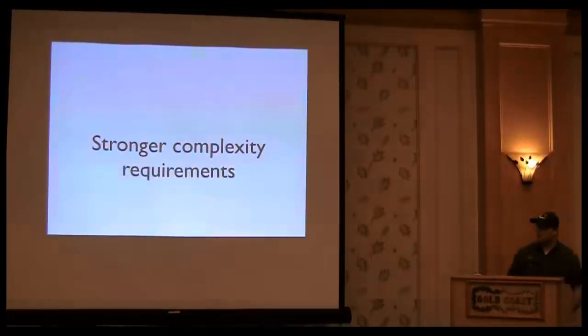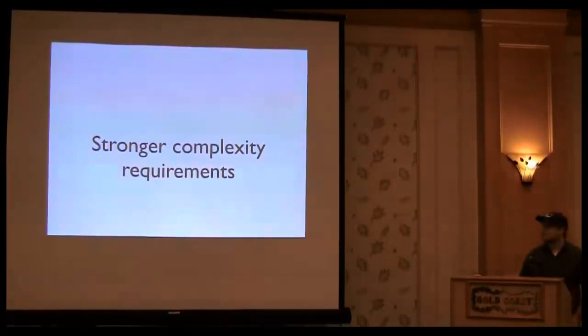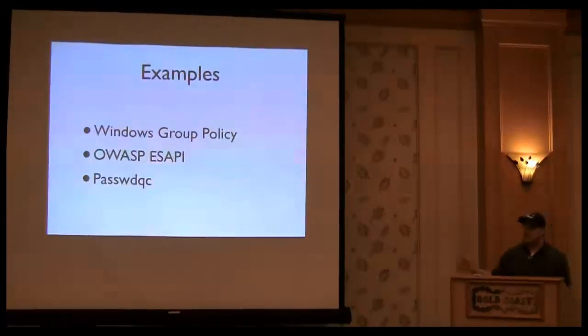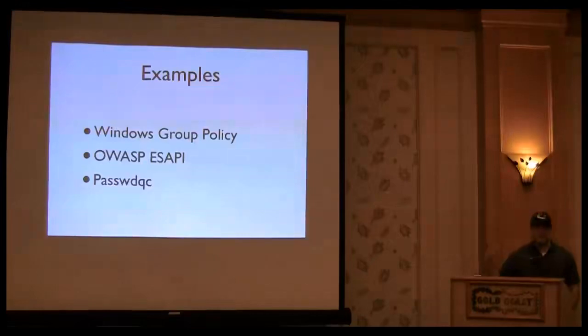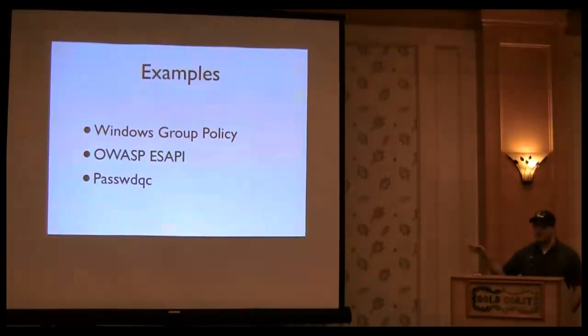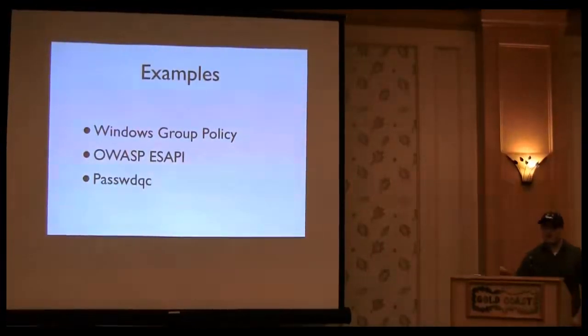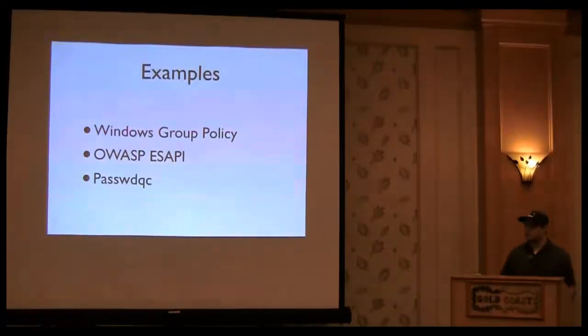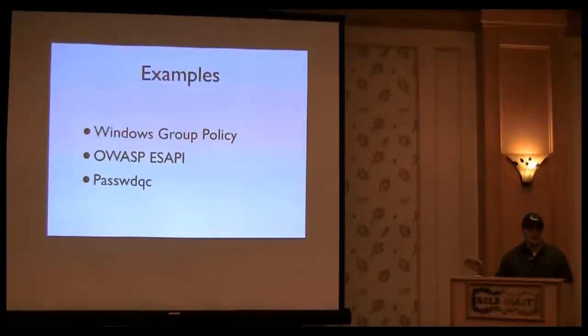And the next kind of one is just having stronger complexity requirements. Currently, some examples of how you can do that are Windows group policy. OAuth has some libraries for Java and PHP. I'm sure there are some other language-specific libraries. And then there's a tool by Solar, I think, for Linux that basically integrates with a PAM module that can do some of the complexity requirements. Does anyone see the problem with these? The ones that they can immediately put out.